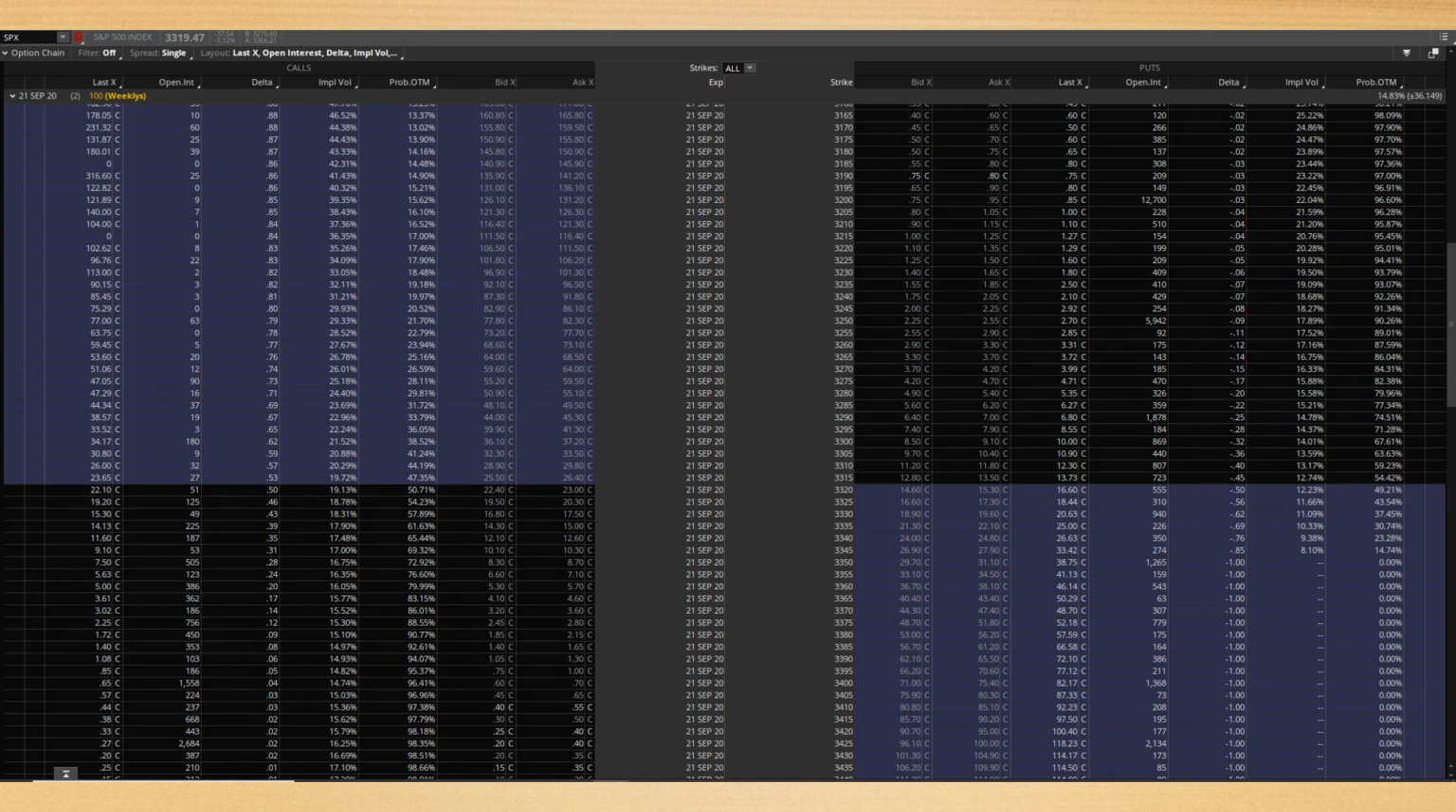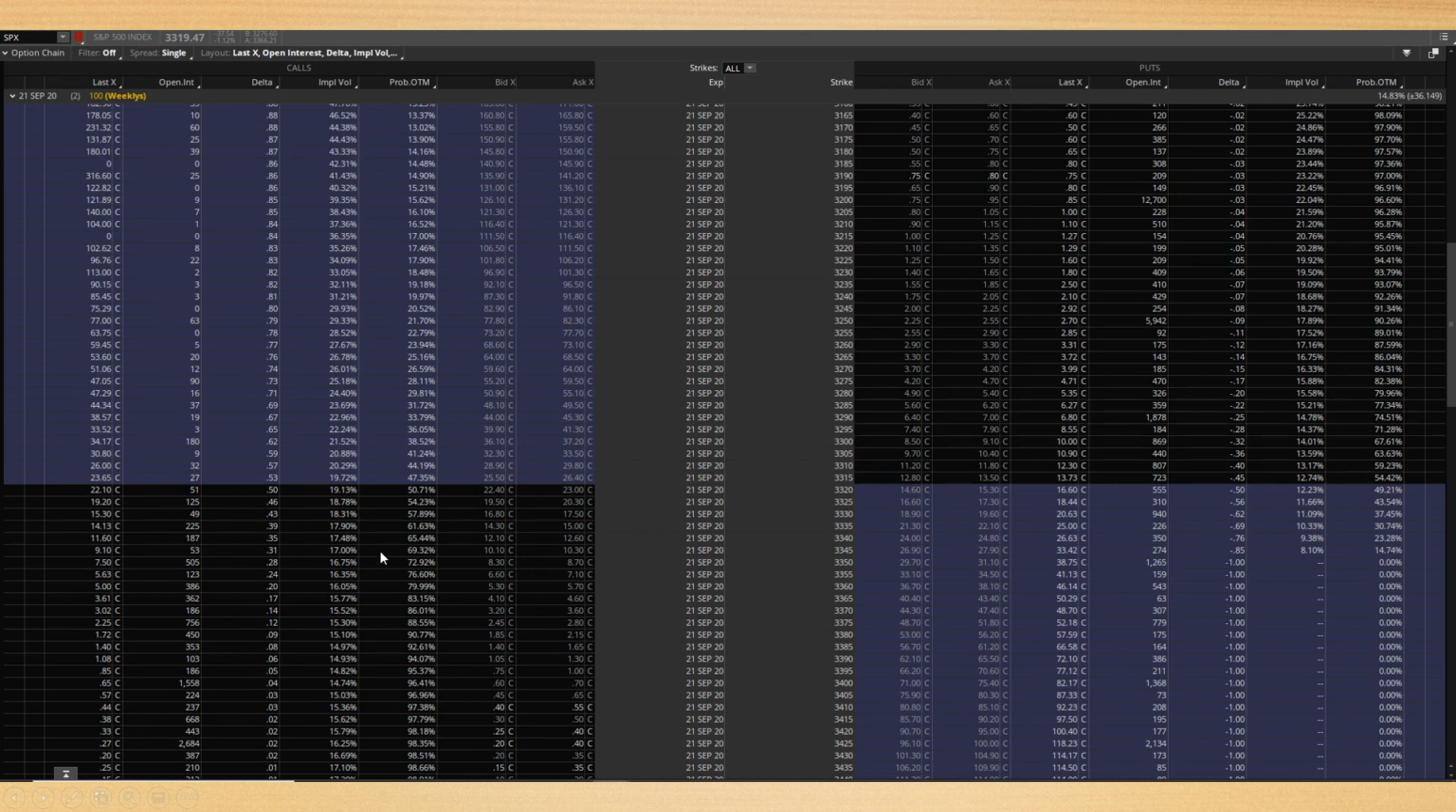I would like to touch on something called in the money, and I'll start explaining this with the call options. For call options, in the money means that the stock price is above the strike price. The left side will always be your call side, and the right side will always be your put side.